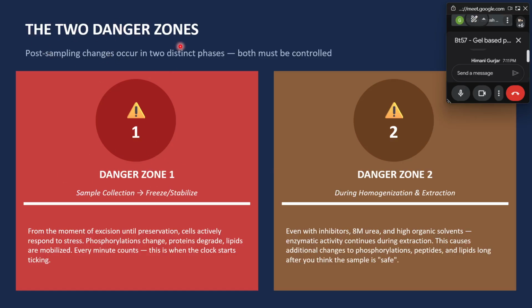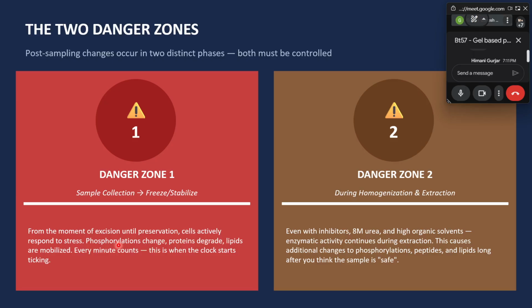The post-sampling changes occur in two distinct phases. One is sample collection and freezing or stabilizing, and the other is during homogenization and extraction. As soon as you collect the sample and freeze it, even that will have some effect on the sample. Or else, as soon as you collect the sample, you will try to lyse the cells and extract the proteins out of it. Even that will have some effect. So basically, from the moment of excision until preservation, cells actively respond to stress, whatever they are undergoing, like the temperature they are going through and the way you are handling the sample, whether you are shaking it, vortexing it, centrifuging it, whatever it might be.